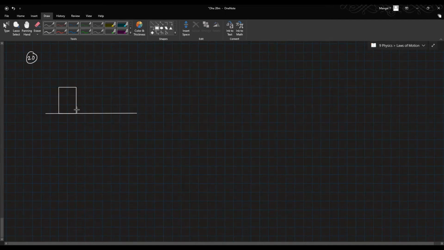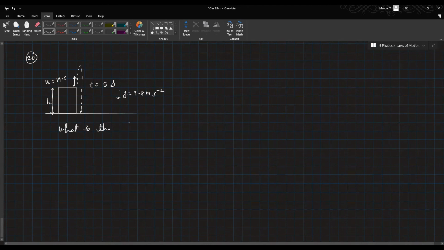This is the ground, this is the tower. A ball is thrown vertically upward with a velocity of 19.6 meter per second from the top of a tower. The ball travels up and then it falls to the ground in a total time of 5 seconds. The question that they have asked is, what is the height of the tower? The second question is the velocity of the ball on reaching the ground. g is 9.8 meter per second squared.